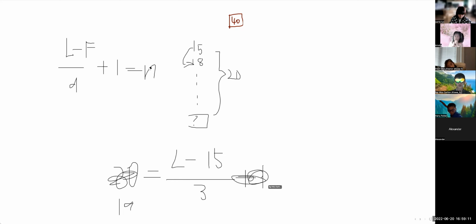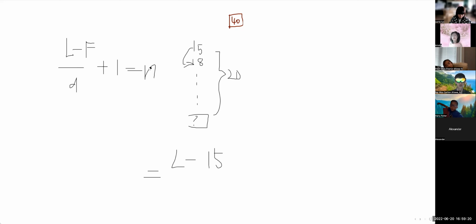And then you have a 3 on the bottom. We don't like 3s on the bottom. So instead, we're going to times 3 on both sides. And if we times 3 on both sides, it used to be 19 here, right? 19 times 3 is 57. You can do it with a little quick math. So L minus 15 is 57. Then we can add 15 on both sides.